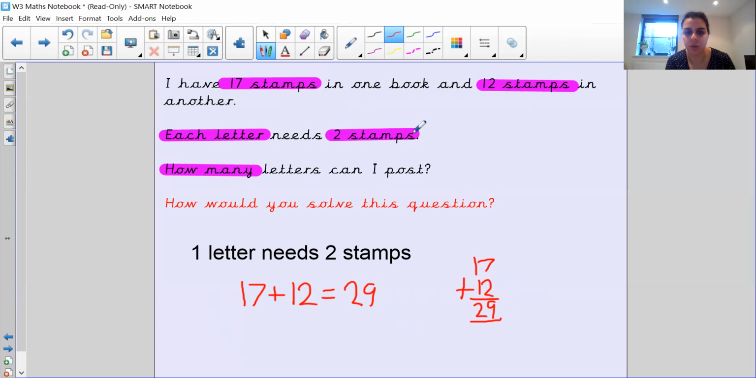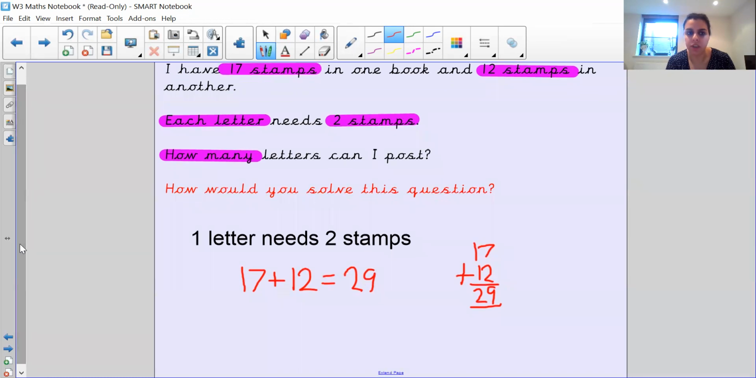Each letter needs 2 stamps. How many letters can I post? So I've got 29 stamps altogether. Each letter needs 2 stamps. So what I need to do is share this to find out how many I'm doing. So I need to divide this by 2. So if I'm dividing by 2, can you please pause the video and draw on your scrap piece of paper or your whiteboard how many circles I'm going to need if I'm dividing by 2?